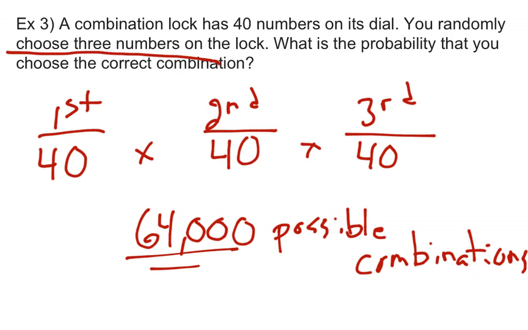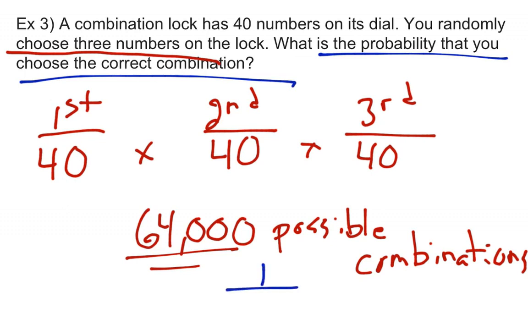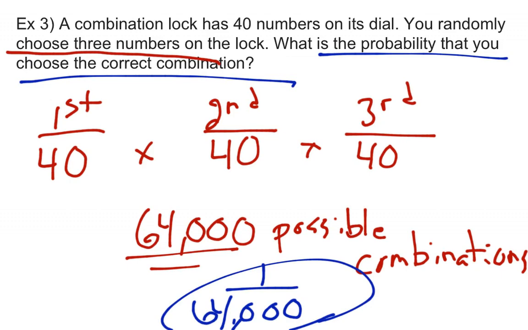But it didn't say that. It said, what is the probability that you choose the correct combination? Well, out of those 64,000 possible combinations, all right, that it could be, there's only one correct combination that gets you in that locker. So what's the probability? The probability is going to be 1 out of 64,000 different possible outcomes. 1 out of 64,000 would be the probability. Okay, so that's our lesson today on the counting principle.